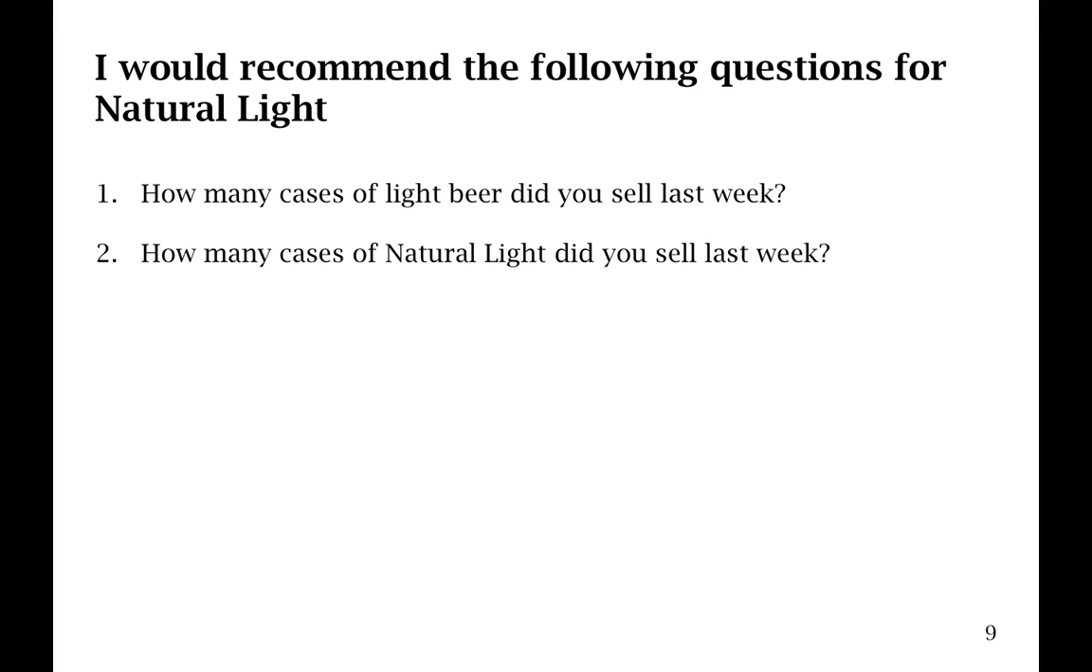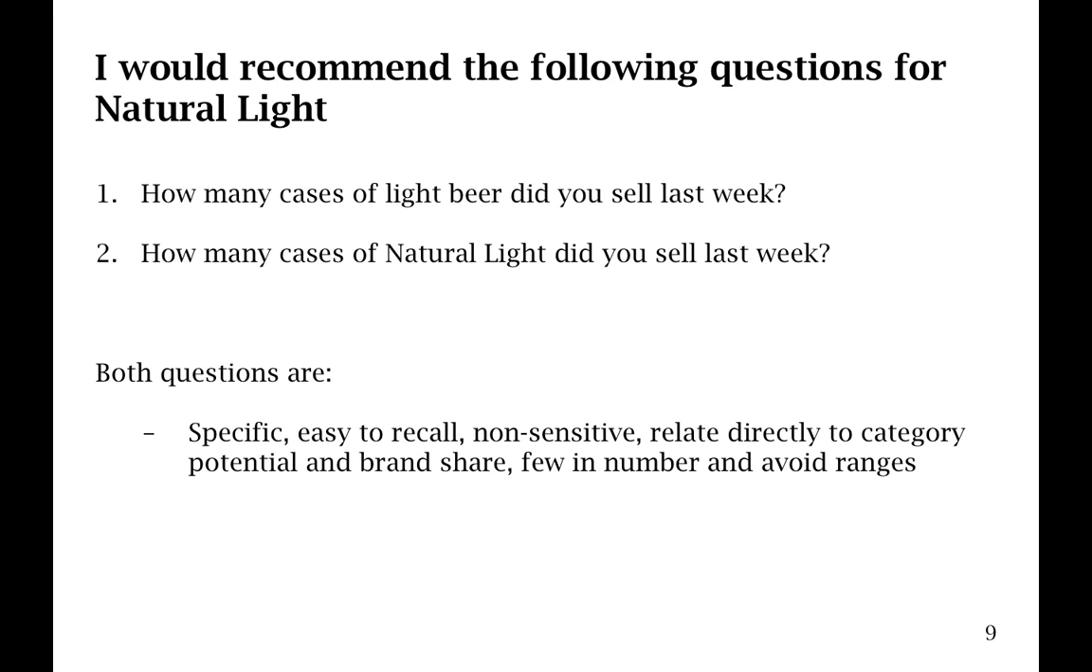If I were advising Natural Light, I would recommend the following questions. The first is how many cases of light beer did you sell last week? The second is how many cases of Natural Light did you sell last week? The first question is a category potential question. And the second is a brand usage question that will enable us to calculate a specific market share for each customer. Both questions are specific, they're easy to recall, non-sensitive, they relate directly to our task of defining category potential and brand share, they're few in number, and finally, they elicit absolute numbers for each answer rather than asking respondents to select from arbitrary ranges.